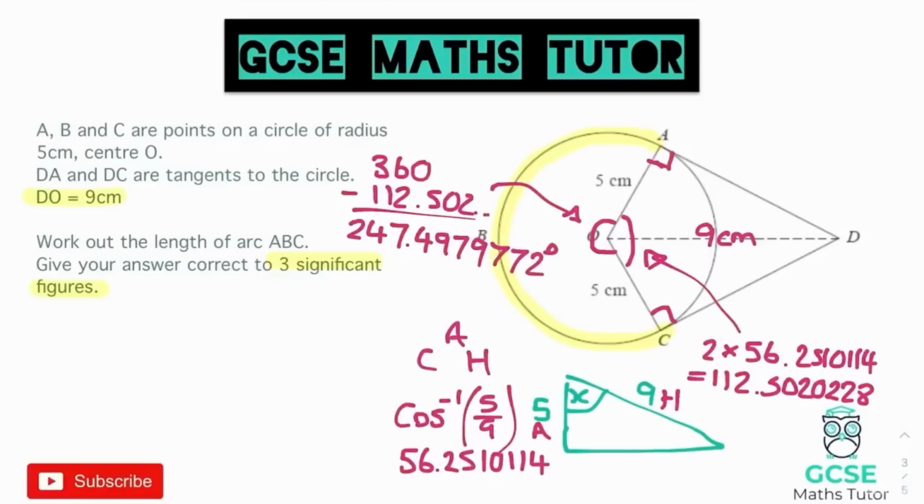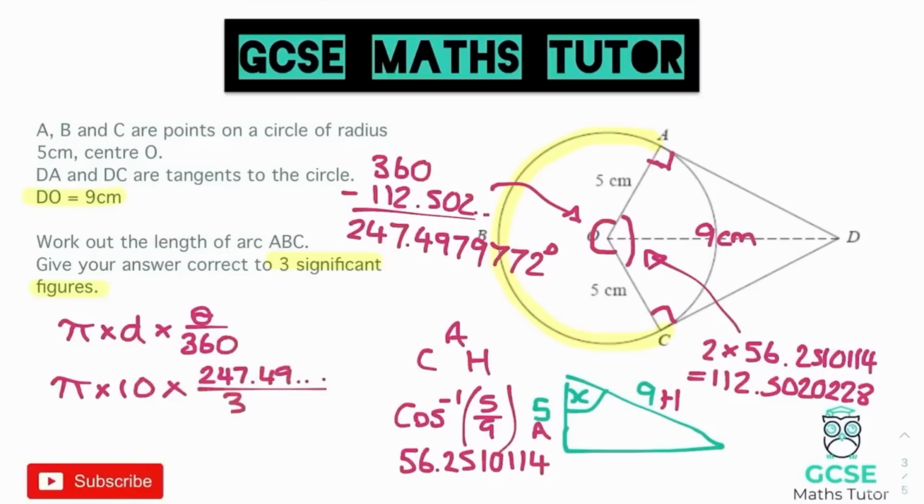Now we need to find the length of the arc. So we need to know our formula for working out arc length. So another topic that's involved in here. So we have pi times by the diameter, or times by 2r, whichever formula you use, times by the angle, which I'm going to call theta, over 360. So if we plug all these numbers in, we have pi times the diameter, which is 2 of those 5s, so times 10, times by this angle over 360, so 247.49, and the rest of those numbers all over 360.